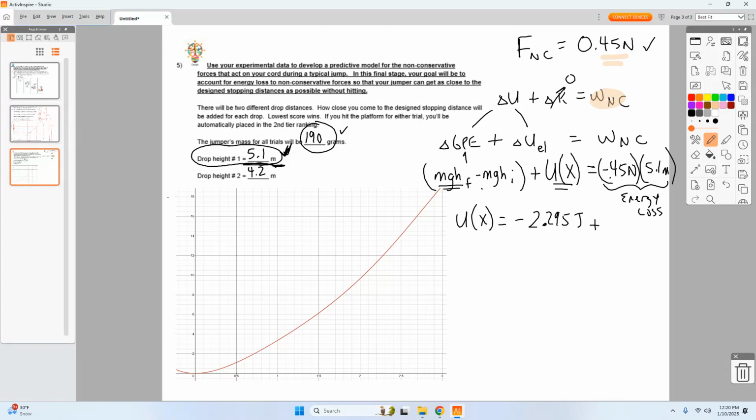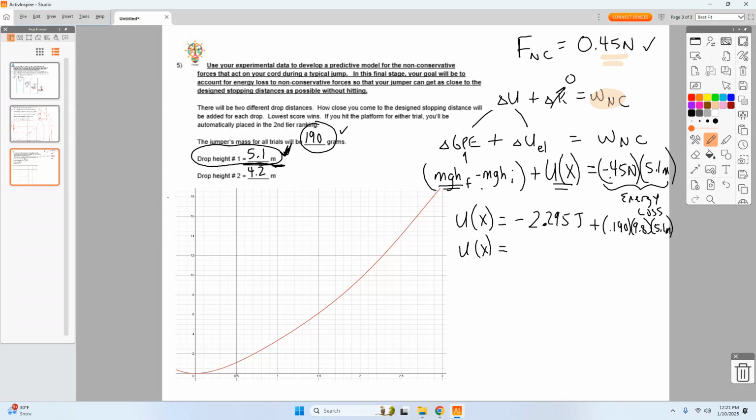And then I'm going to add to that plus mgh, which in this case would be 0.19 multiplied by 9.8 multiplied by, well, we're going to let that jumper go all the way down to the ground, multiplied by 5.1 meters. And this will give me U of X, how much potential energy I'm going to expect to actually store in that cord, because I have some non-conservative forces doing work.